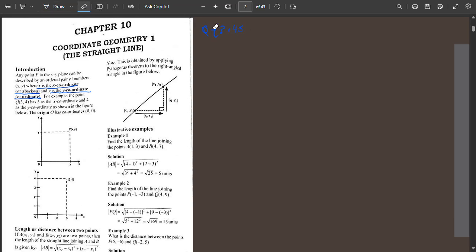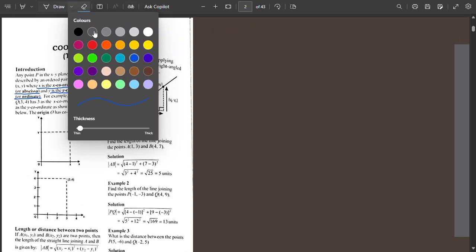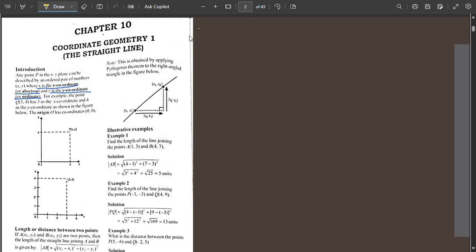Is this visible? I don't think it's so visible. Can you get a different pen? Yeah, I'll try it. Let's see.